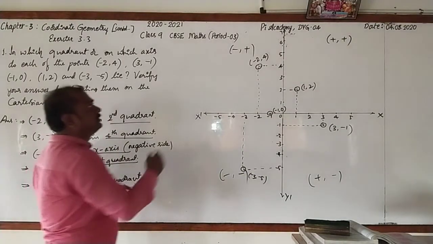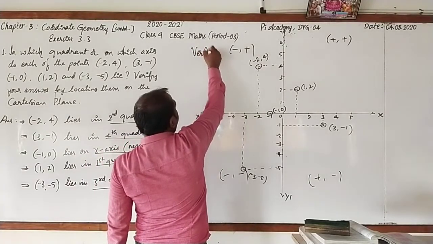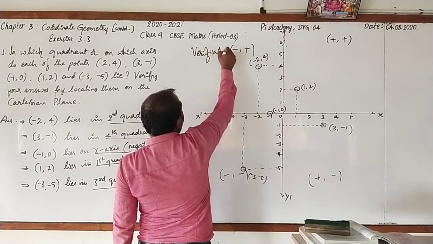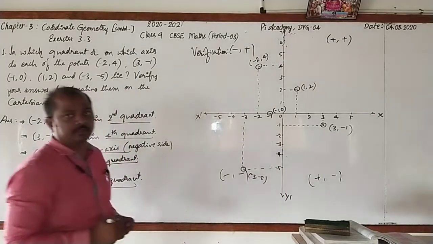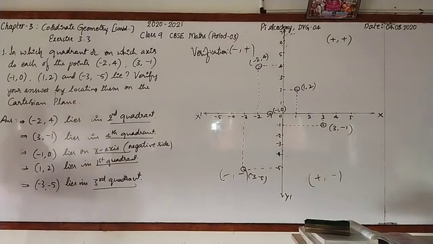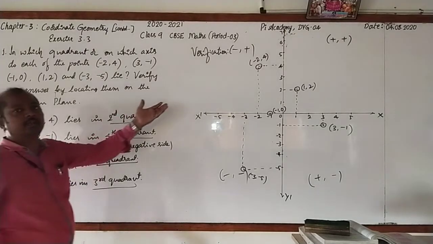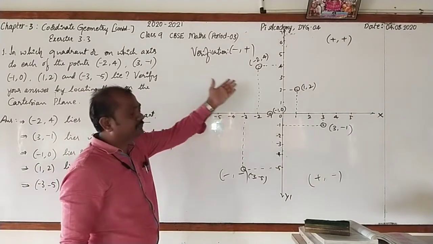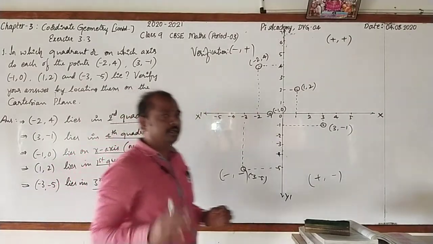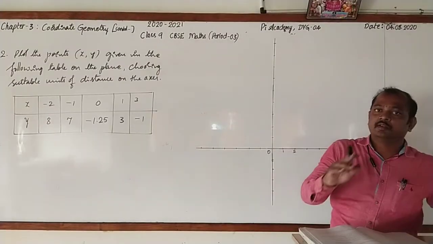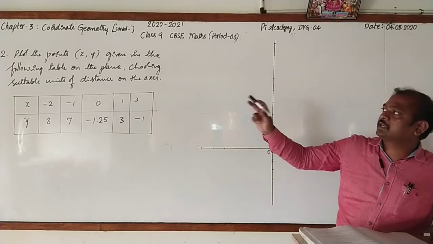So this is the verification. The Cartesian plane is used for verification. Hope that you have understood. Yes, please go for copying this in the graph. First you write the question, then go for writing the answer, that is, in which quadrant or on which axis the given points lie. Then after that, use the graph sheet for verification. Yes, copy this. Now let's move on to the second one.